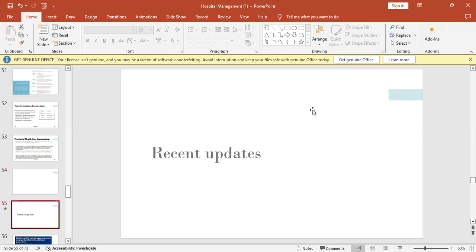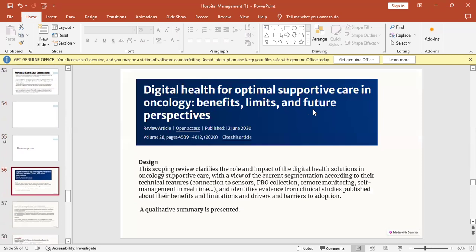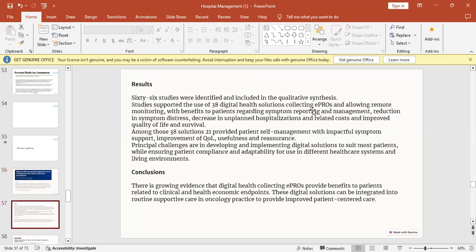Now the time for the recent updates. The first article that is included is Digital Health for Optimal Supportive Care in Oncology: Benefits, Limits, and Future Perspectives. This is a scoping review that clarifies the role and impact of digital health solutions in oncology supportive care with a view of the current segmentation according to their technical features, and identifies evidence from the clinical studies published about their benefits and limitations and drivers and barriers to adoption. A qualitative summary is presented here.